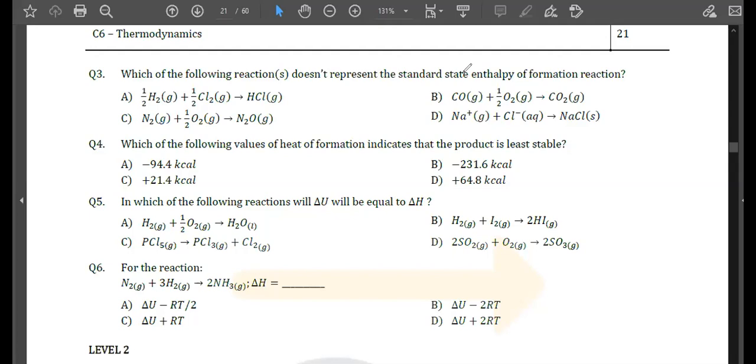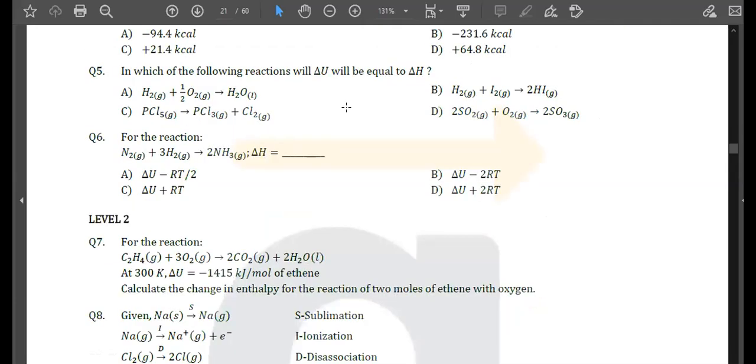Okay, so it's easy. Yes, everyone, very good. Next, we have 6. Now tell me, in this case, same delta Ng, same concept as question number 5. So what is delta Ng? It is 2 minus 4, so minus 2. So the answer is B. Yes, everyone, very good. So 4 to 6 was easy.